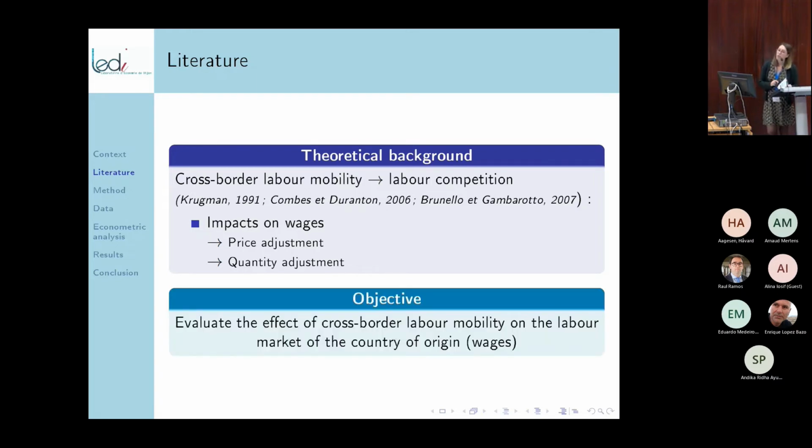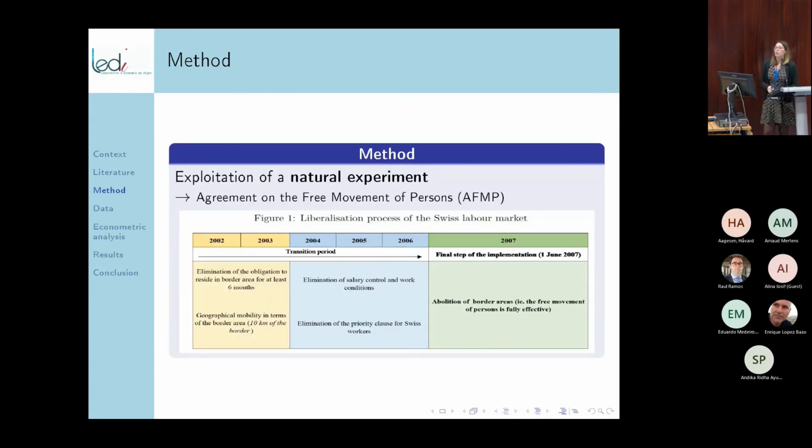Therefore, the goal of this paper is to evaluate the effect of cross-border labor mobility on the labor market of the country of origin and notably the influence on wages. To do this, evaluating the impact of cross-border labor mobility faces a methodological challenge, as we know that migration choices are endogenous. Therefore, to address concern over this endogeneity, I exploit a natural experiment. This article uses the implementation of the agreement of the free movement of persons as part of the bilateral agreements of 1999 between Switzerland and the European countries. This agreement opened the Swiss labor market to European cross-border workers.